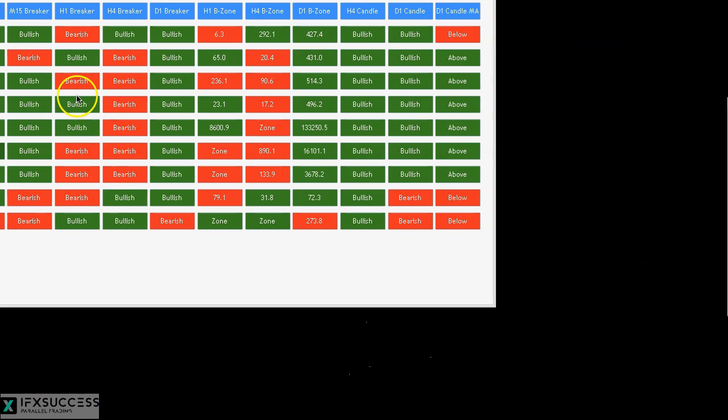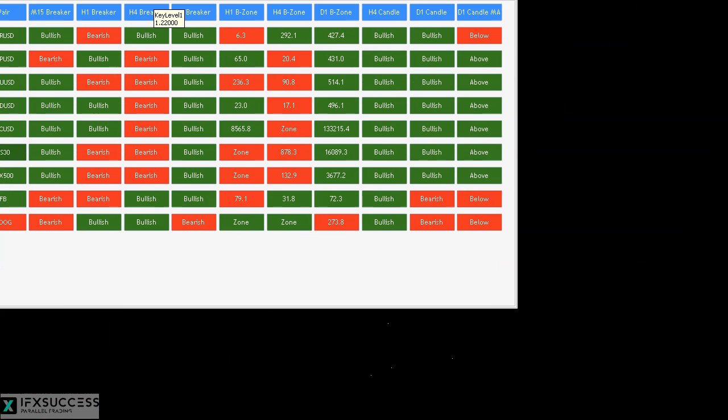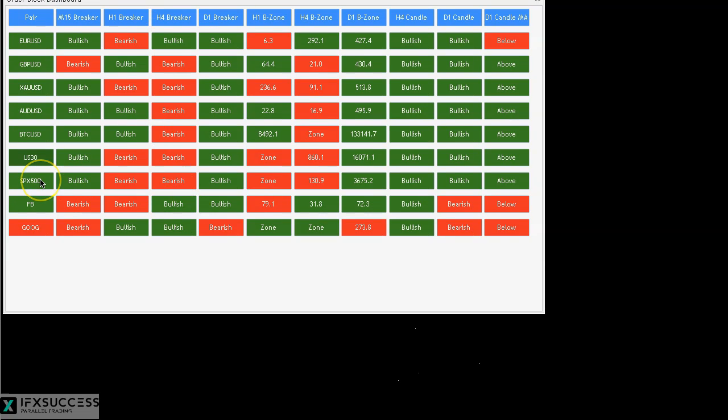If I look at US 30, looking at the chart right here, I could just say, okay, wait a minute, I have a 1 hour and 4 hour breaker bearish. We are in a 1 hour zone right now, and we have bullish candles. Would I really want to try to enter in here? I know we have a daily, but daily is mainly used if you want to enter using 1 hour, 4 hour breakers.